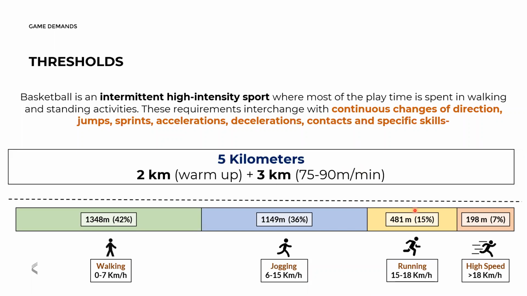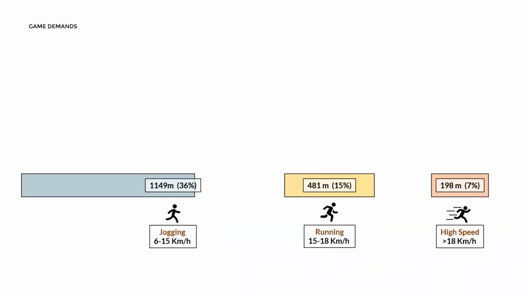As we can see, we invest almost 80% of the time walking or jogging, and the other 20% tends to be transitions and fast breaks. We are running over 15 kilometers per hour. That is not as fast as we could think.